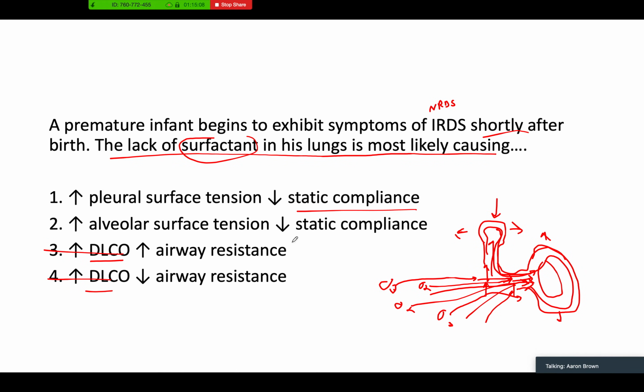They both have decreased compliance, which we said, okay, that makes sense. For having no surfactant, we would have a decrease in compliance. But now we're stuck. Is the surface tension increasing in the pleura, or is the surface tension increasing at the alveoli?